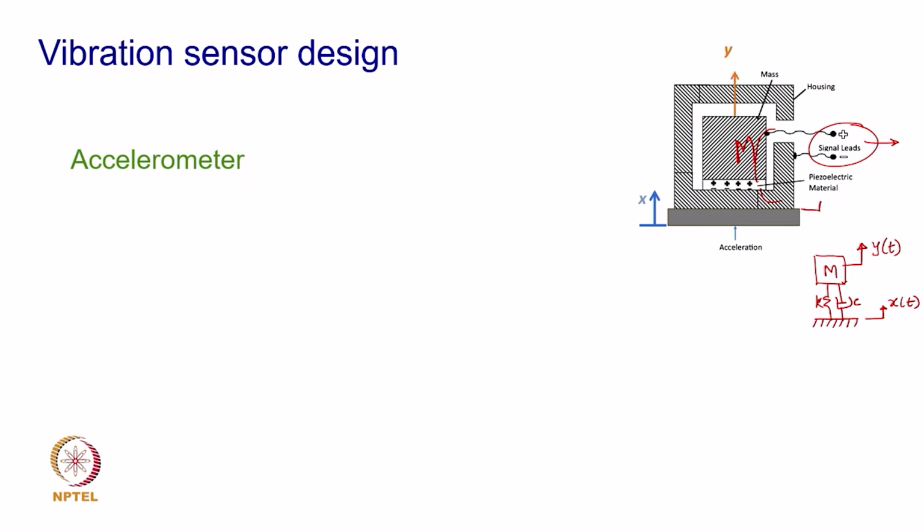Having said this, we do the same thing. We now define a relative motion z between the mass and the base, that is y minus x, and then use our normal governing equation of motion for a base excited single degree of freedom vibratory system. We have done this in the last discussion on the seismometer, and it turns out to be m z double dot plus c z dot plus k z equal to minus m x double dot.